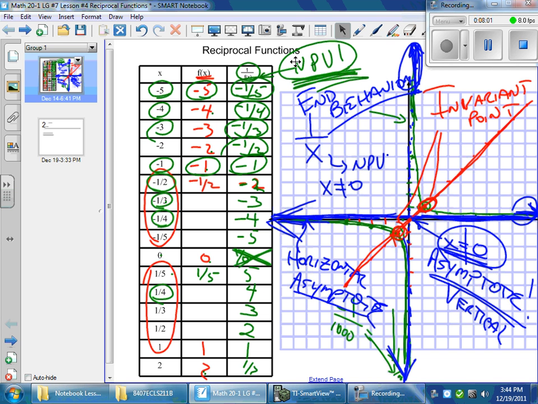Those are all the key words and things that you have to know about a reciprocal function. So let's take a look at a couple more examples in our next podcast.